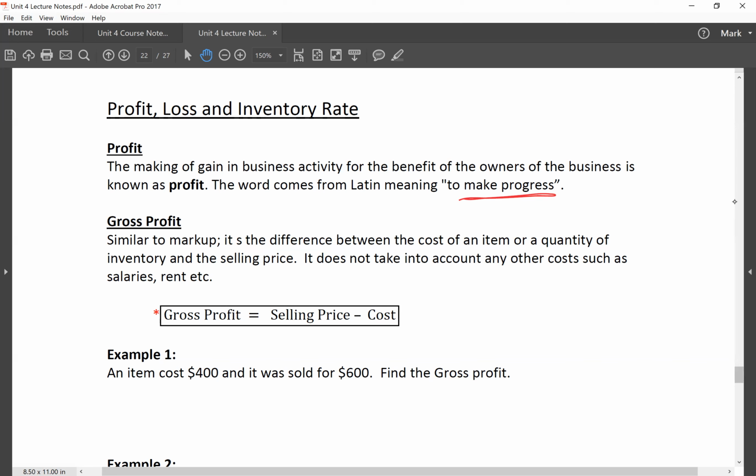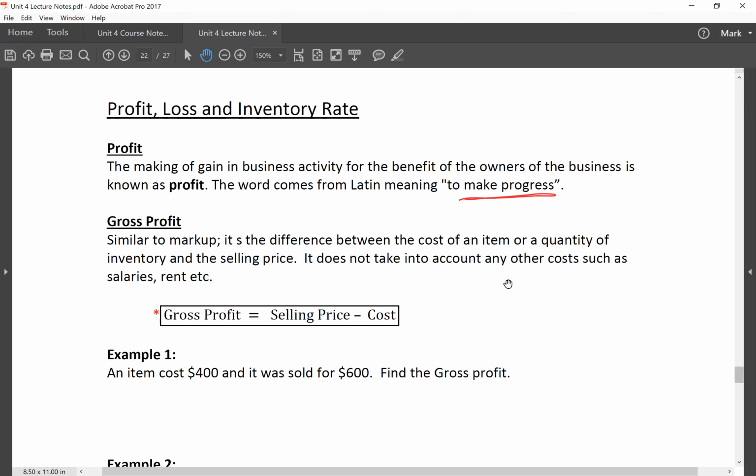Okay, so it depends on how much things you sell versus how much they actually cost. So one of the things we're going to look at is the term gross profit. Gross profit, very similar to markup, it's the difference between the cost of an item and the selling price. It doesn't take into account anything else. Okay, so what do I mean by that? Your gross profit is how much money you made.